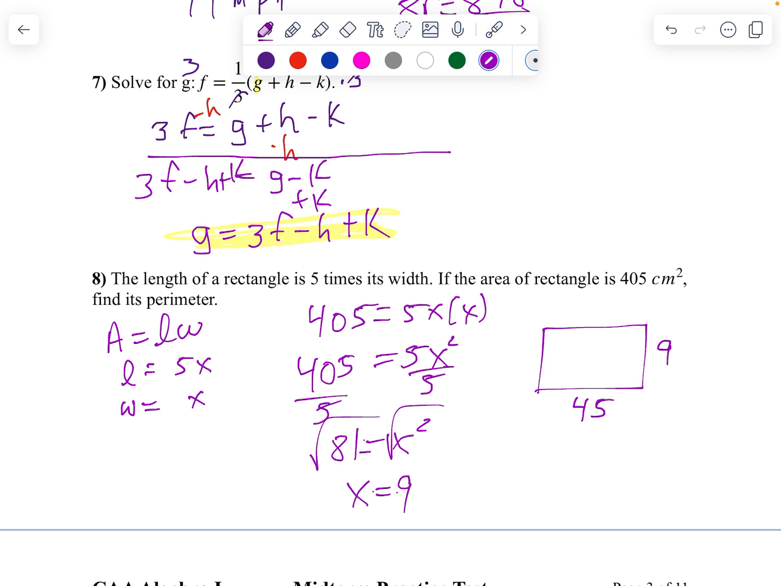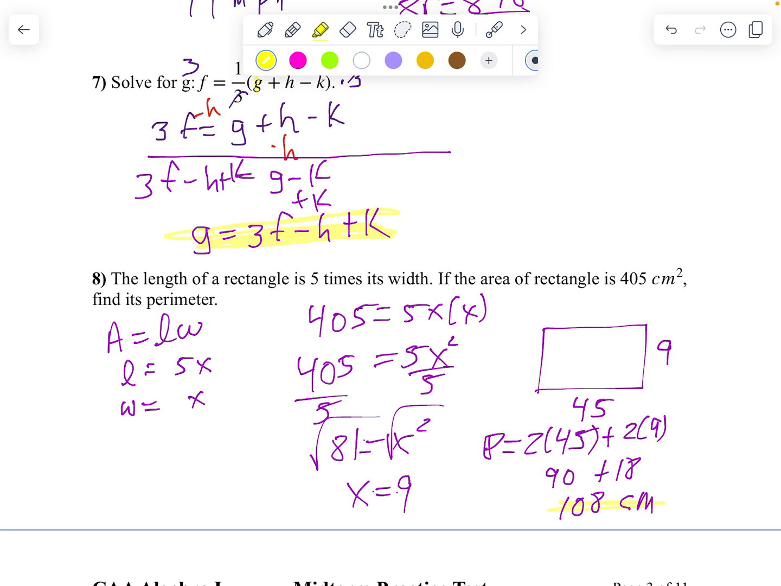That's my length. So if I think here, my perimeter, I'm going to add up the sides. I'm going to take 2 times 45, because we have 2 sides of 45. Well, that's 90. Plus 2 times 9, well, that's 18. So we get 108 centimeters. Our perimeter is not measured in squares. Area is measured in squares, so we just get 108 centimeters for that question.